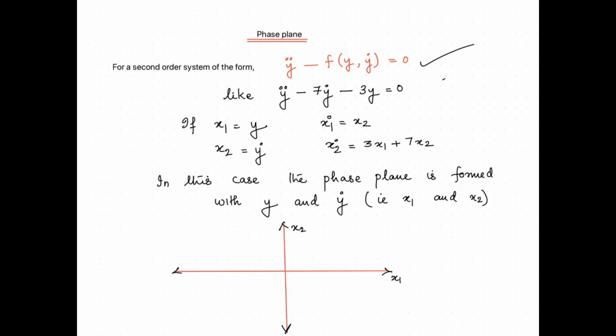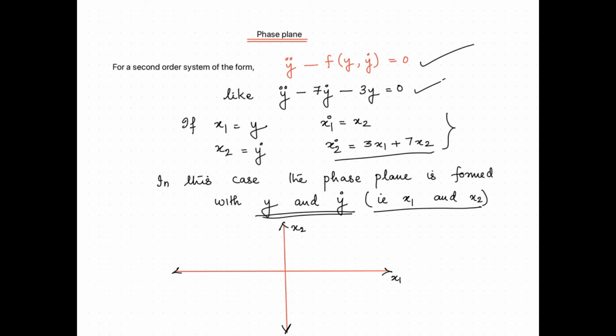For example, a differential equation of the form y double dot minus 7y dot minus 3y equal to 0 is familiar to you. In this case, in order to form the state model, what we normally do is we select y, that is the output, as one of the state variables and its derivative as the other state variable. In that case, the state model can be obtained as x1 dot is equal to x2 and x2 dot is equal to 3x1 plus 7x2. The phase plane is formed with y and y dot because x1 is y and x2 is y dot.